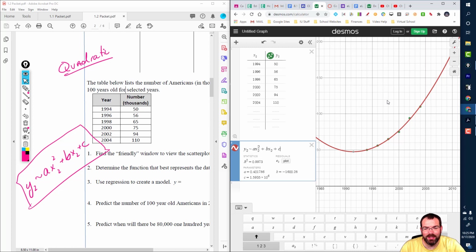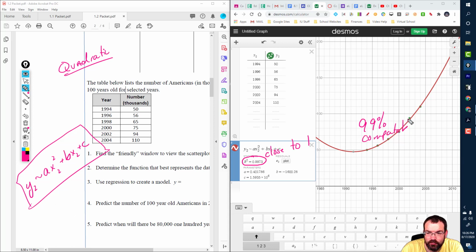Here's one way where you can tell if it's linear, quadratic, or something maybe even a little bit more difficult. Once you do your first guess, if this r squared is really close to 1, I would just leave it there, you're good to go. This was at a .99. This is basically saying that the data is 99% compatible. So that's good enough for us.